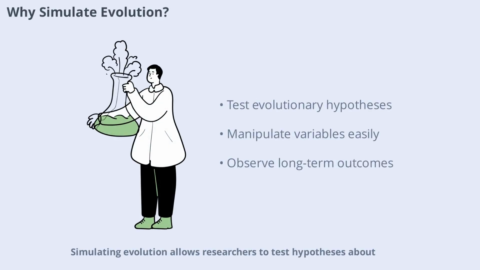Simulating evolution allows researchers to test hypotheses about how species adapt and evolve under different conditions. These simulations can reveal patterns and outcomes that might take thousands or millions of years to observe in nature. By using computer models, scientists can manipulate variables like mutation rates or environmental pressures, gaining insights into the dynamics of evolution. Next, we'll explore the basic components needed to build an evolutionary simulation.